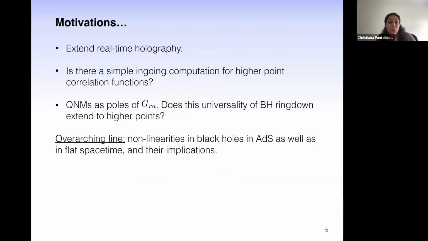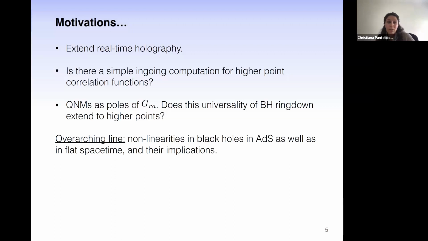Let me give you a few motivations for doing this calculation. Now, the first motivation is the following. I think it's clear to everyone in this audience that AdS/CFT or holography is an extremely powerful tool for studying strongly coupled quantum field theories in real time. Now, this real-time aspect of holography hasn't been explored to its full extent as of yet. And in this project, we're trying to push the real-time holography framework a little bit further.